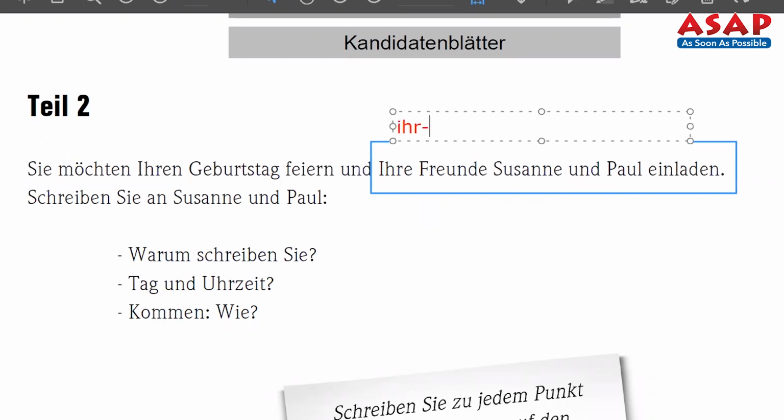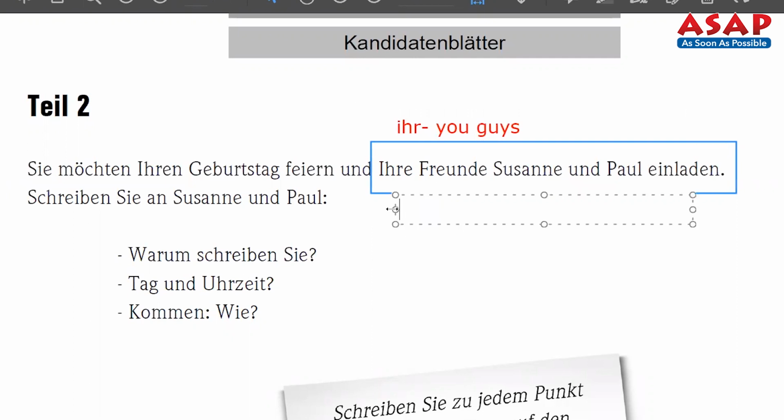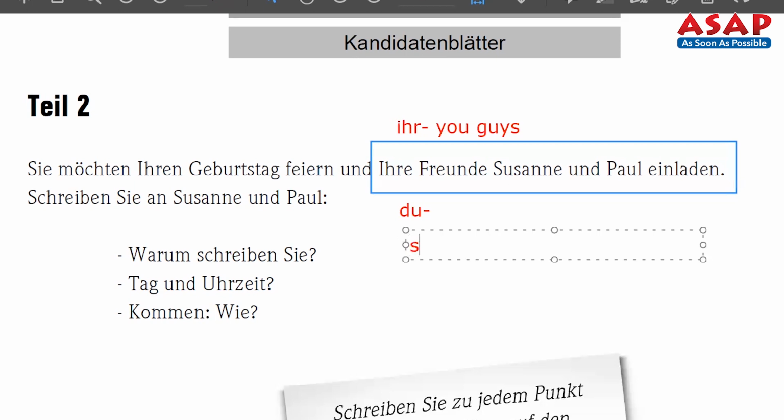What is ihr form? That means you guys. If instead of inviting your friends, you had to invite only one friend, let's say Susanna, then this will be in du form. Du means informal singular, like tu in Hindi, right? And if you are inviting your boss or someone with whom you cannot be informal, you have to be formal, then that will be Sie form. Sie means formal you.